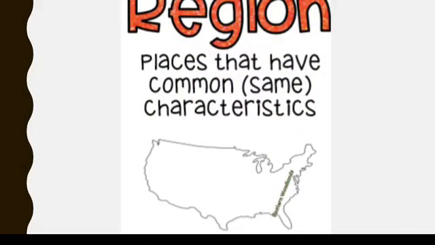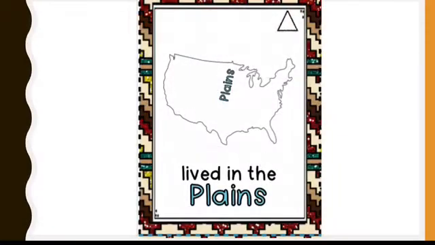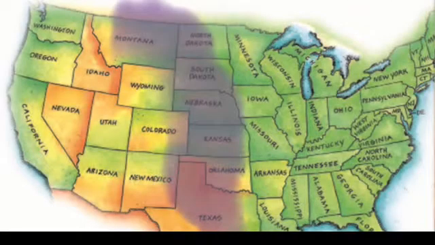Regions are areas that have the same or common characteristics. Last week we learned about the Eastern Woodlands area. This is the area that the Powhatan Indians lived in. Today we're going to learn about a different region, the region the Lakota lived in, which is the Plains region. The Plains region is very different than the region we learned about last week. And the difference in the region leads the Powhatan Indians and the Lakota Indians to live very different lives.